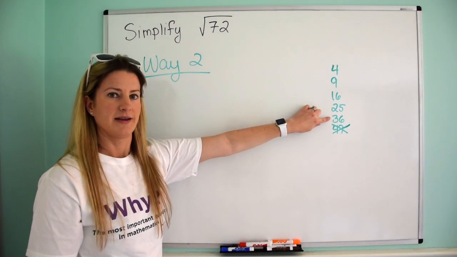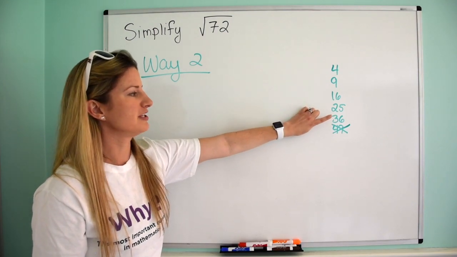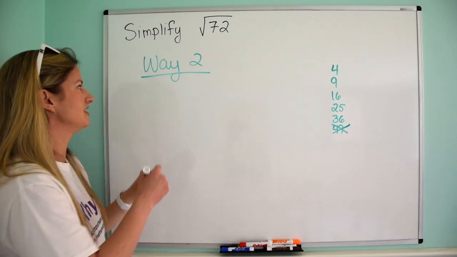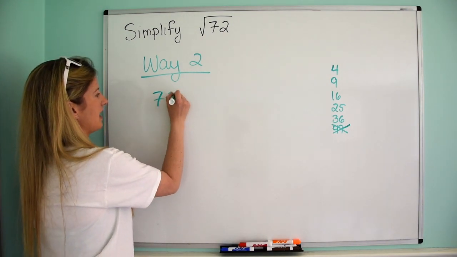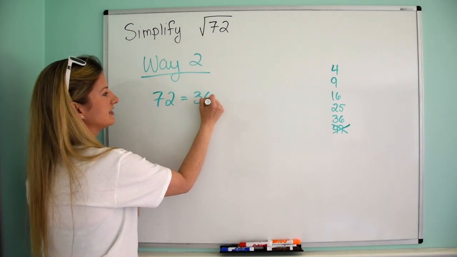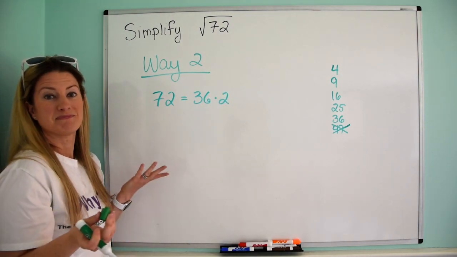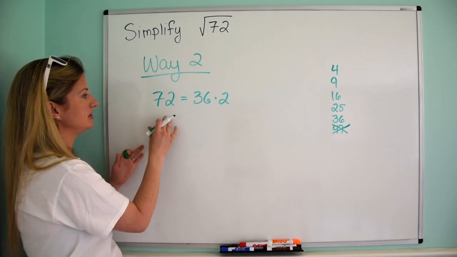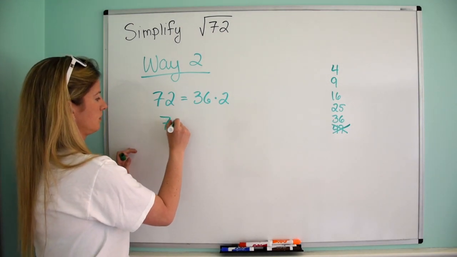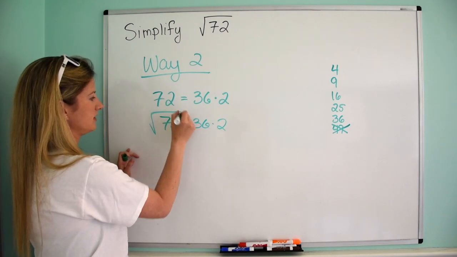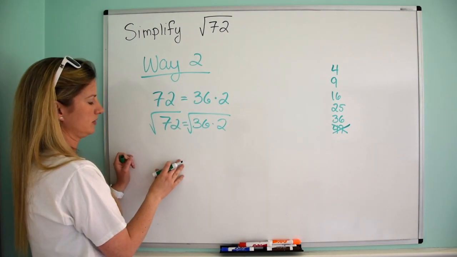Start from this side with the bigger ones, okay? 36, does 36 go into 72? It does. 36 is a factor of 72, okay? 36 times 2 will give you 72. Perfect. So now again, I'm just gonna rewrite it here. We didn't want 72, we want the square root of 72. So we're gonna take the square root of both sides.